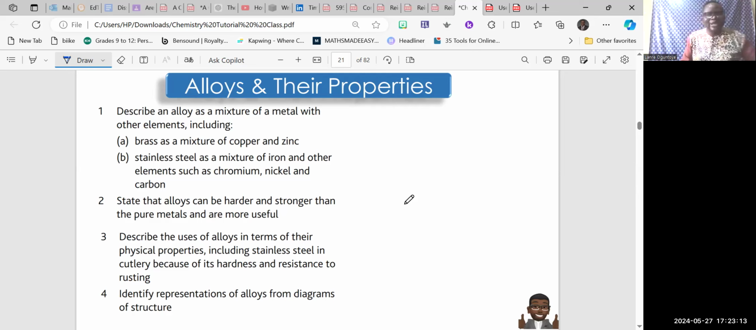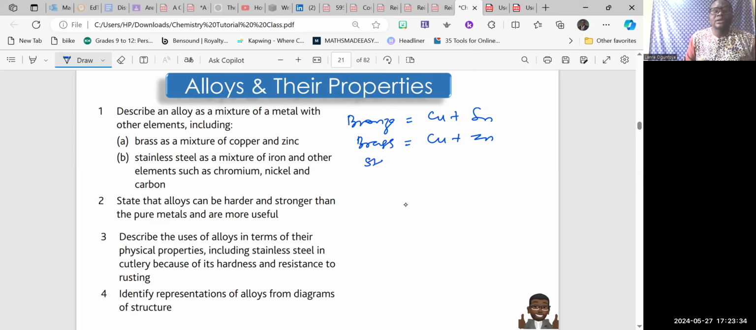Do you get it? So we can make an alloy by mixing two metals together. For example, bronze. Bronze is copper plus what? Tin. Brass is copper plus what? Zinc. Please, you need to know a few examples like this. Steel. Steel is iron and what? Carbon. Right? Stainless steel will be iron plus carbon plus chromium. It goes on like that.